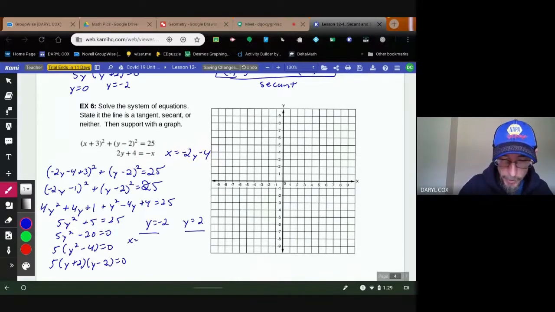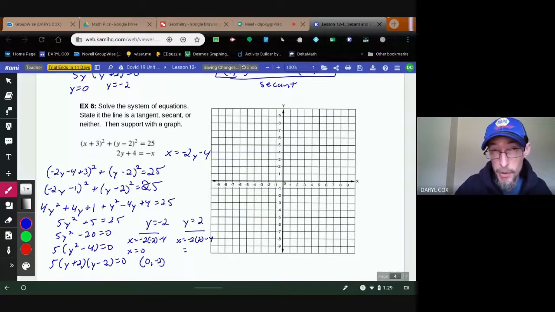So x equals negative 2 times negative 2 minus 4. Negative 2 times negative 2 is positive 4, minus 4 is 0. So one solution is (0, -2). The other solution: negative 2 times 2 minus 4. Negative 2 times 2 is negative 4, minus 4 is now negative 8. So when y is 2, x is negative 8. So again, we've got a secant line.